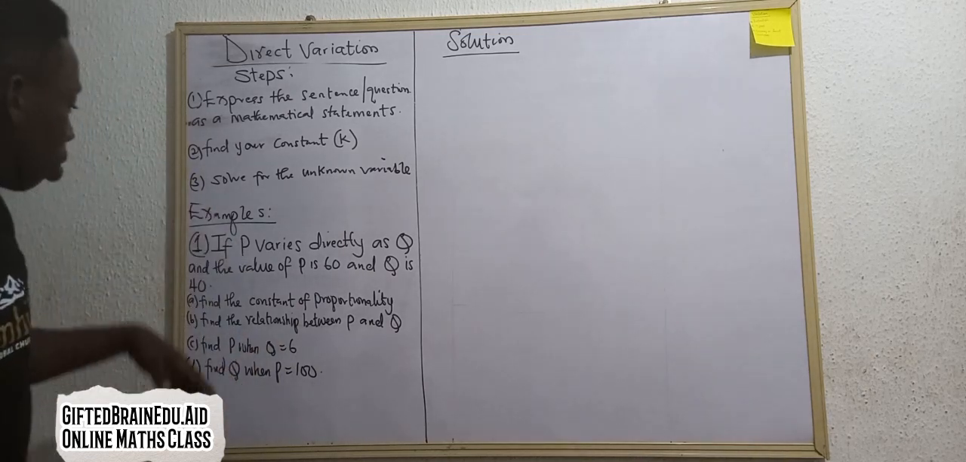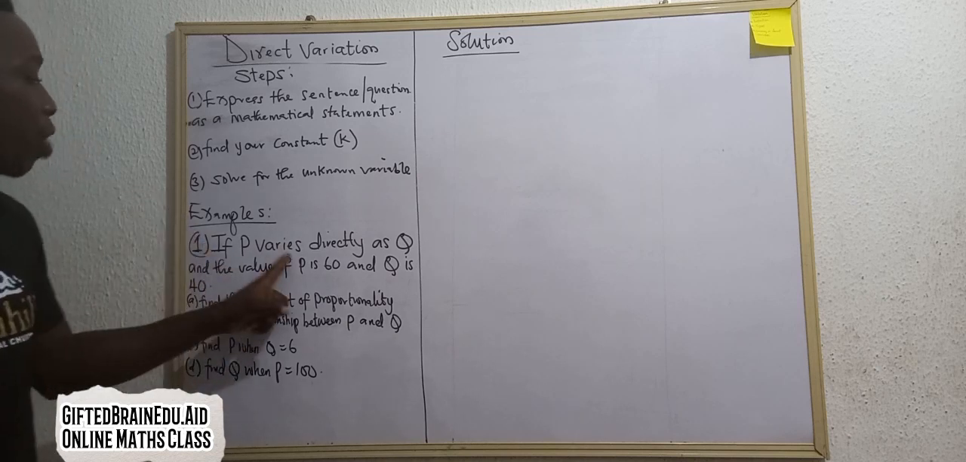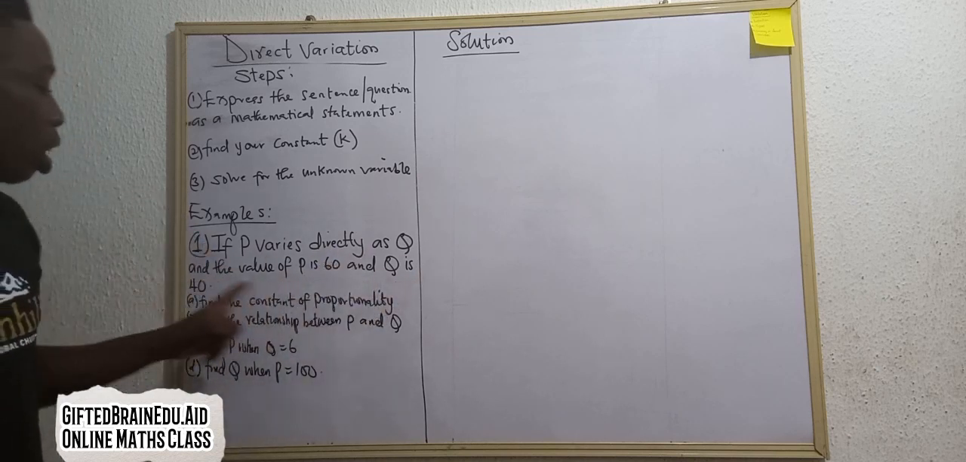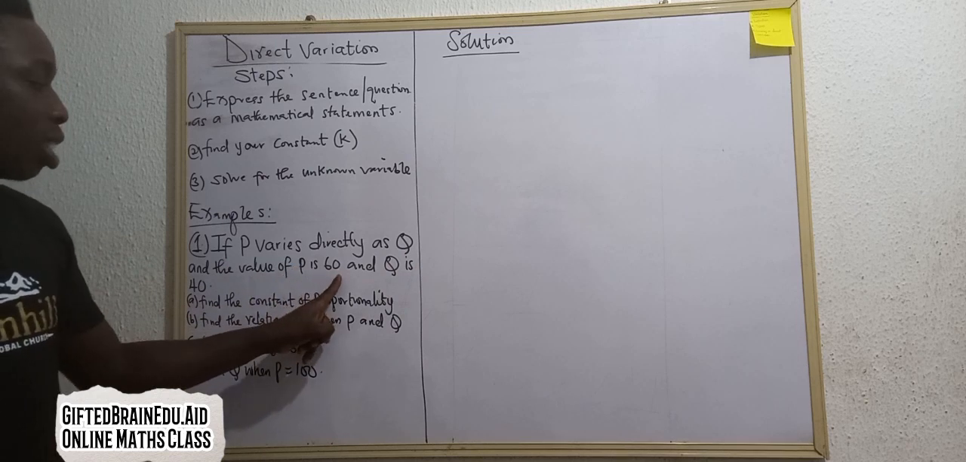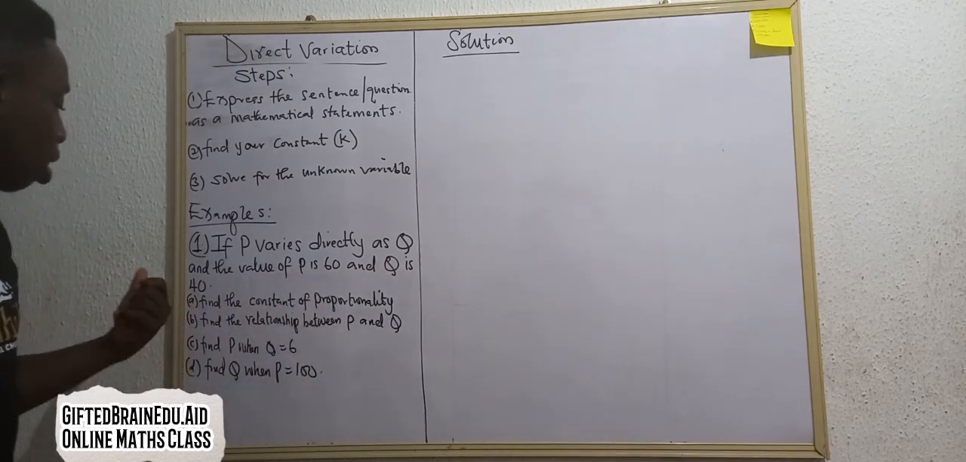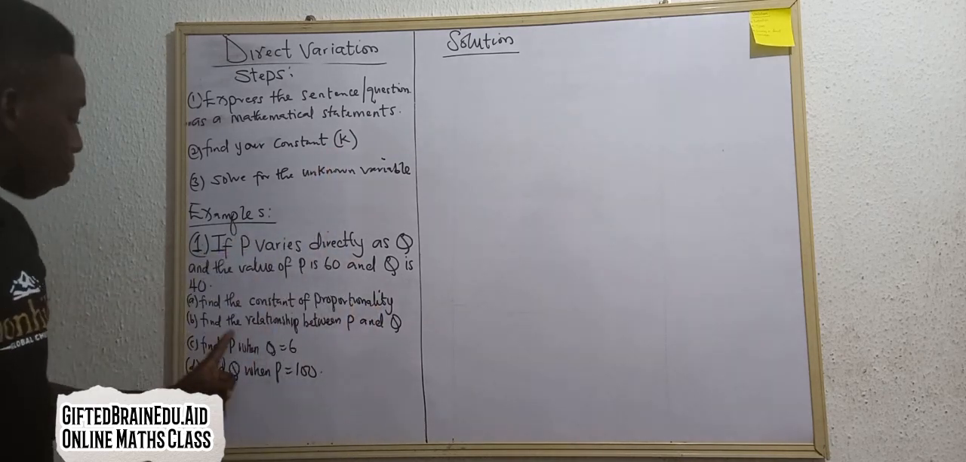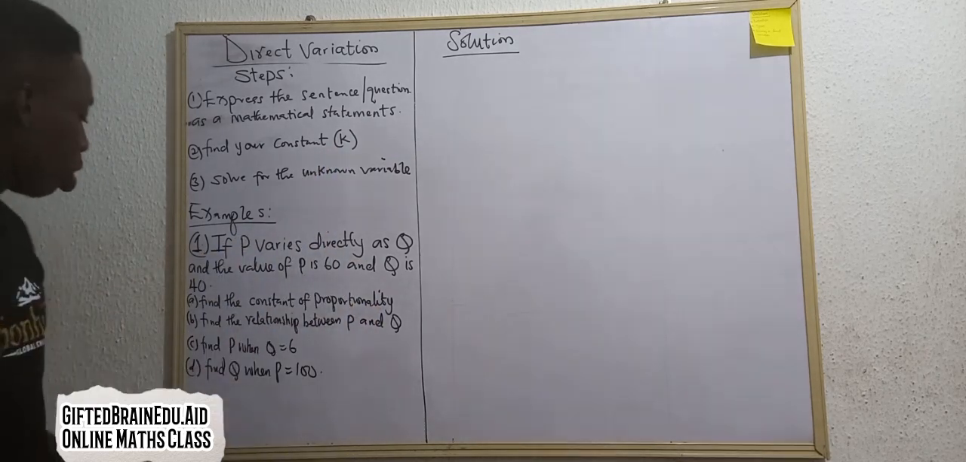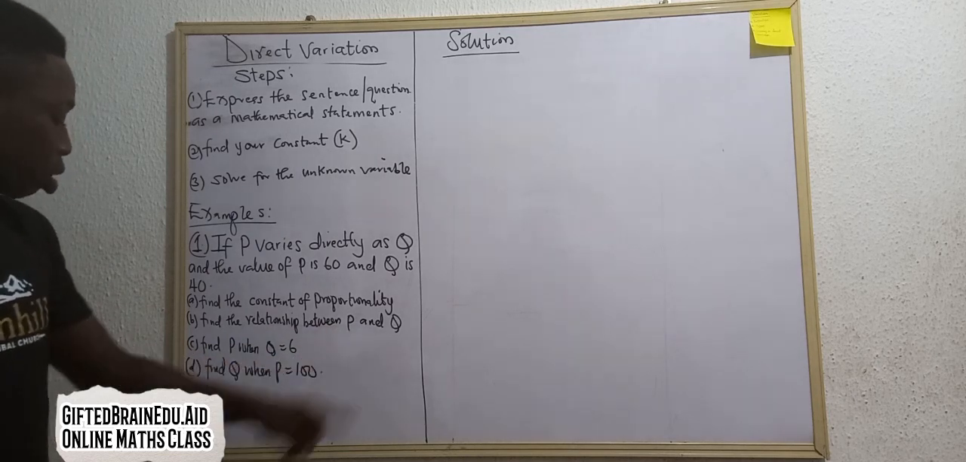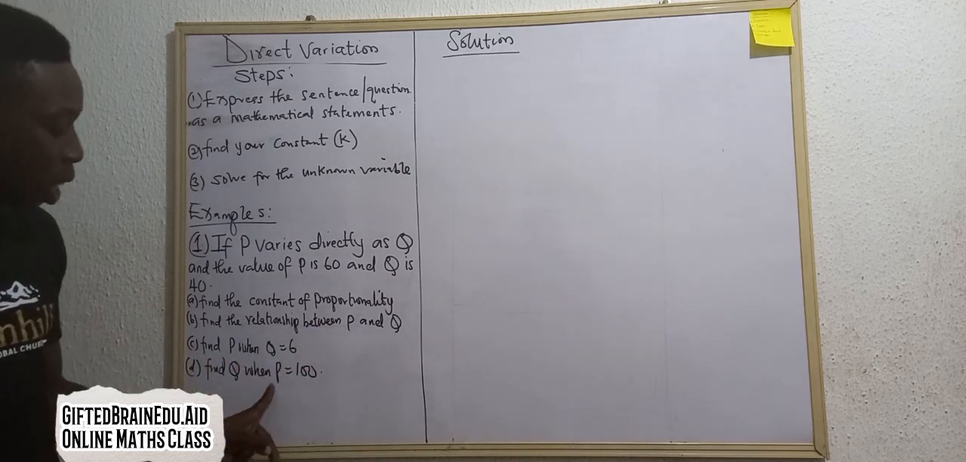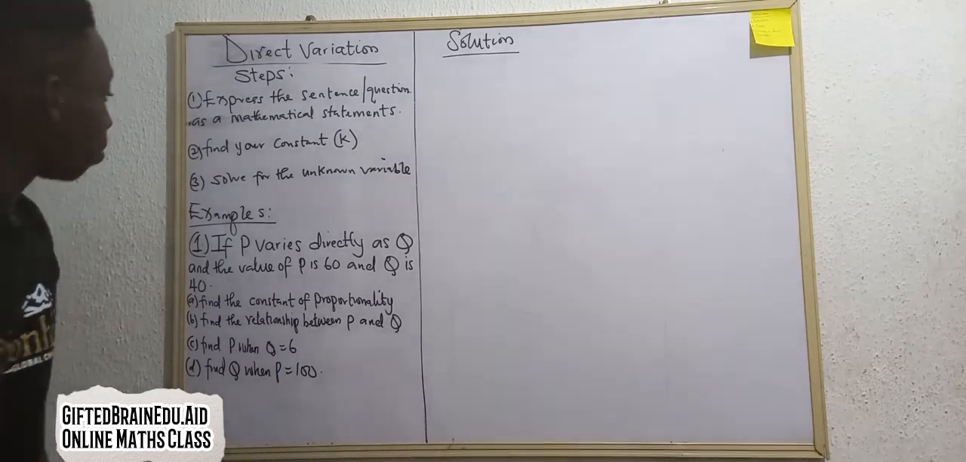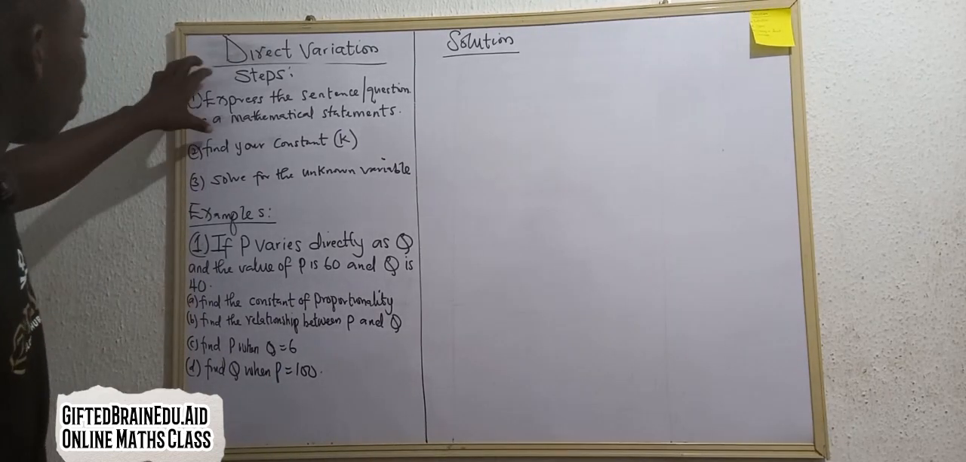Now let's look at this question. It says, if P varies directly as Q and the value of P is 60 when Q is 40: A, find the constant of proportionality, which is K. B, find the relationship between P and Q. C, find P when Q equals 6. D, find Q when P equals 100. Now, we are going to be following these steps.